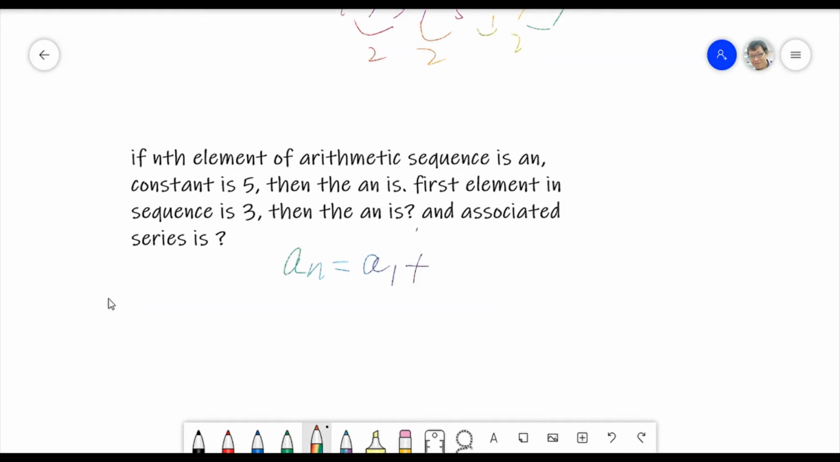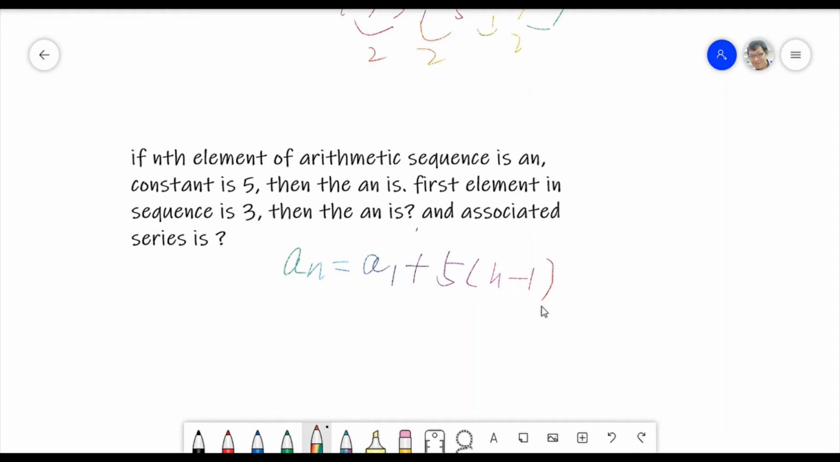Plus what? 5, right? The common distance is 5, and then n minus 1, right? Why n minus 1? Because when n is 1 it is a1, right? When n is 1 it is a1, so an is 5 times n minus 1.